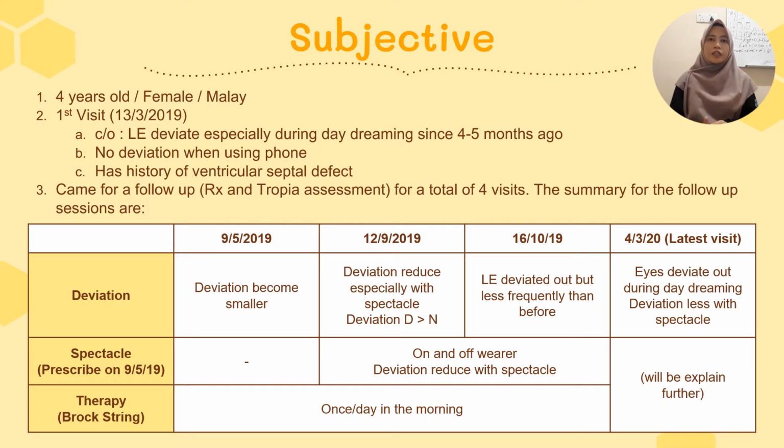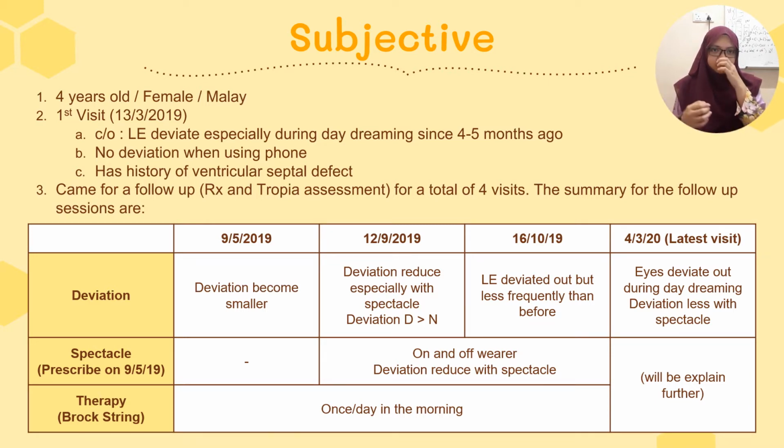For the first visit on 13 March last year, 2019, she complained of left eye deviated, especially during daydreaming, since 4 to 5 months ago, and no deviation detected when using phone. She has a history of ventricular septal defect. The patient came for a follow-up, for a total of 4 sessions.